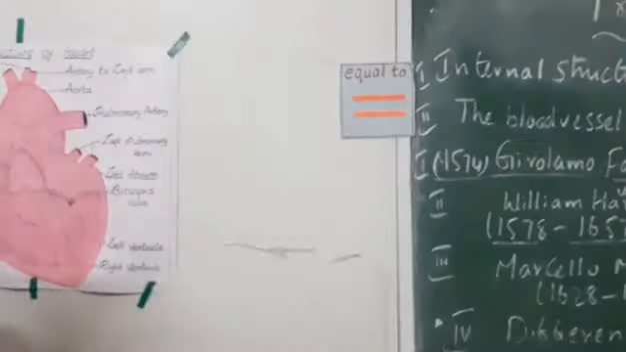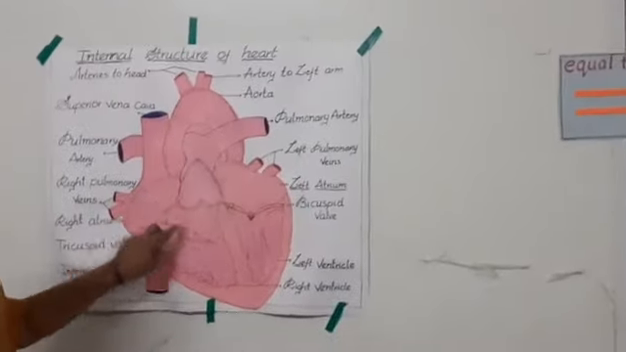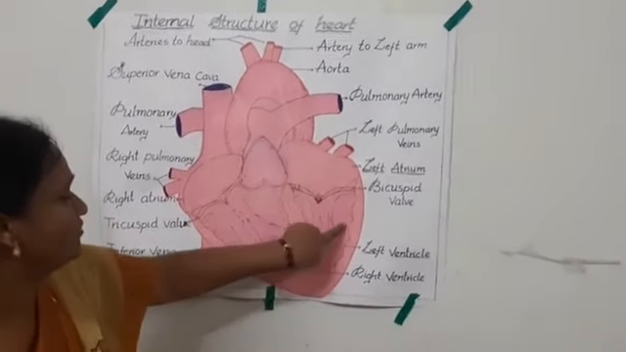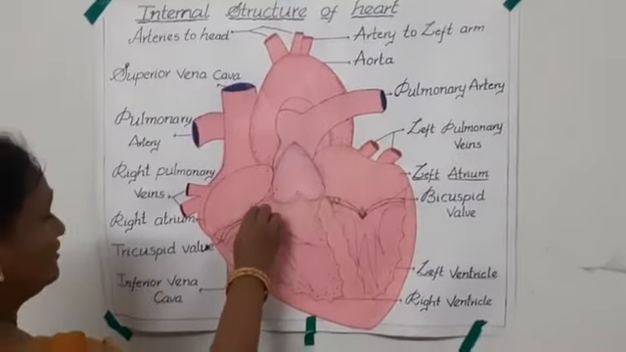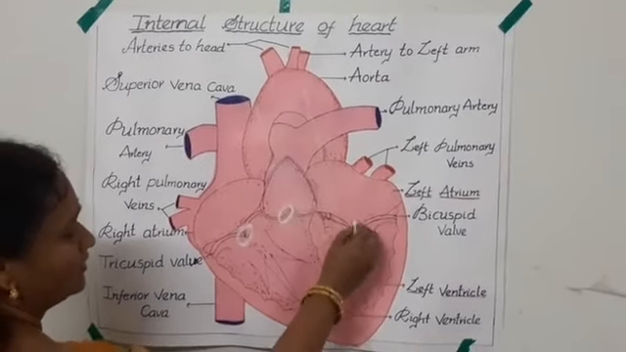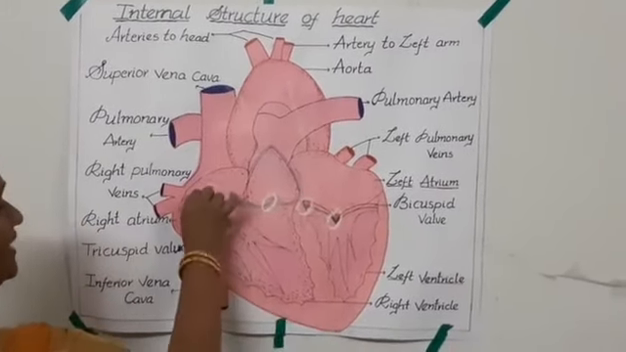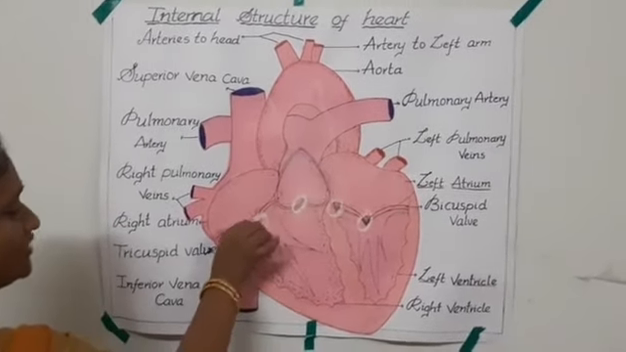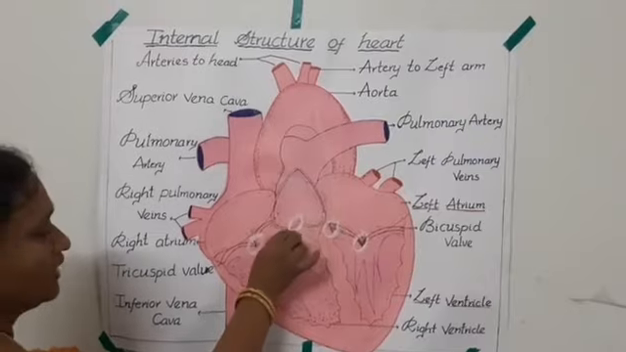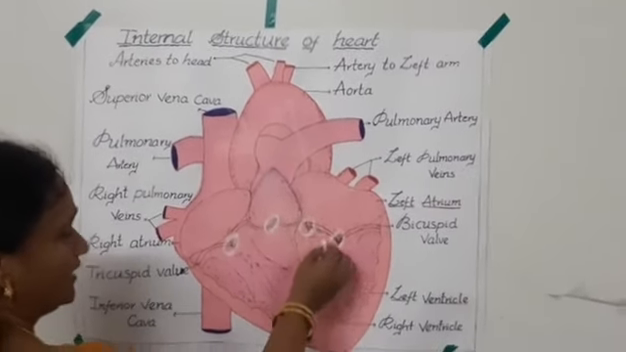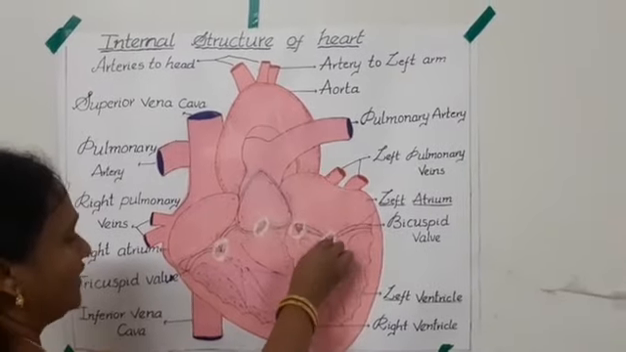So when we see in the picture, these are the auricles and these are the ventricles. The upper chambers are auricles and the lower chambers are called ventricles. And he first told that there are valves inside the heart. Between the right auricle and right ventricle, we observe the tricuspid valve, and also the pulmonary valve. In the left part of the heart, it contains the bicuspid valve and the aortic valve.